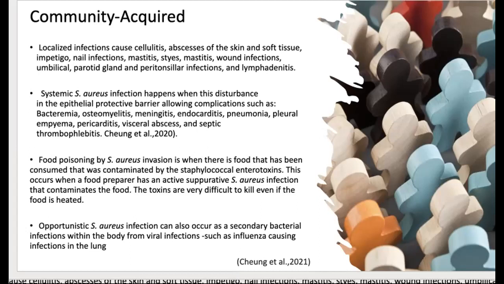Systemic S. aureus infections happen when this disturbance in the epithelial protective barrier, just like in that diagram that I showed, gets deeper into the layers and then gets into the blood and can cause bacteremia, osteomyelitis, meningitis, endocarditis, pneumonia, pleuroempyema, pericarditis, visceral abscesses, and septic thrombophlebitis, which are more serious infections. There's also opportunistic S. aureus infections that occur as a secondary infection from viruses such as influenza causing infections in the lung.